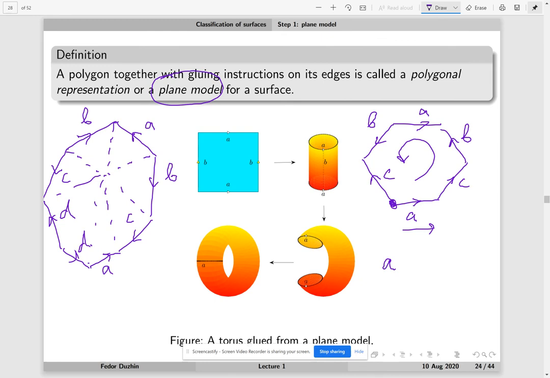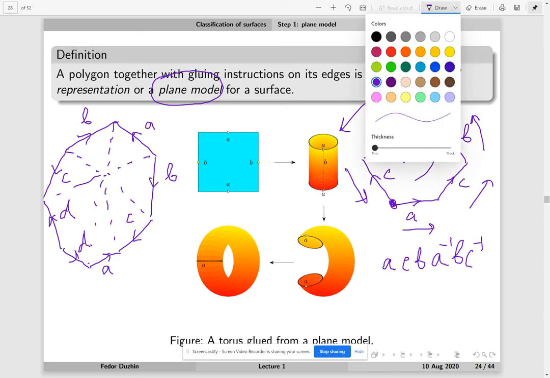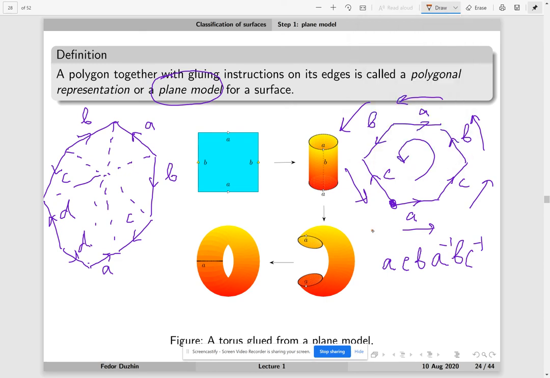So we write A. Then we have C. Then we have B. And now notice that the next copy of A appears in the opposite direction, right? So in the clockwise direction. If it appears in the opposite direction, we write A inverse. Then we are going to write B. Then we are going to write C inverse. All right. So this is an encoding for our plane model.